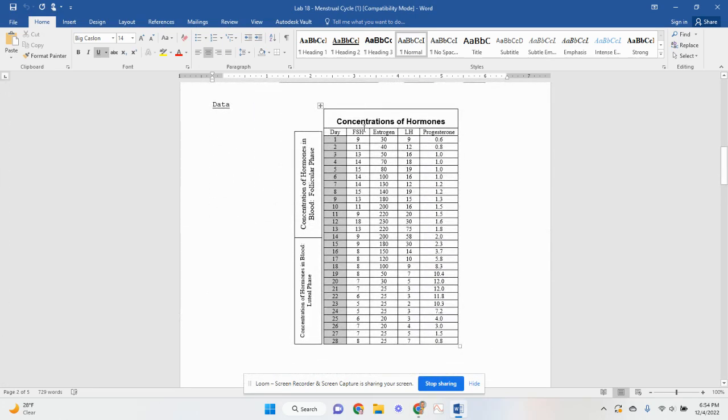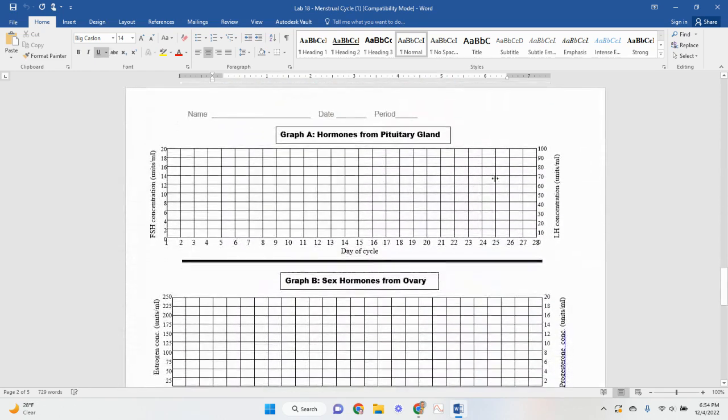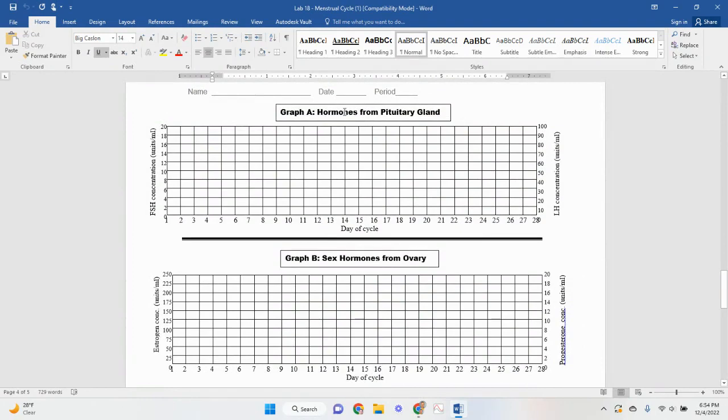So what you have here are the four hormones I just mentioned: FSH, follicle stimulating hormone; estrogen; luteinizing hormone; and progesterone. And in gray, these are the days of the cycle. And so you're going to be graphing this data, and you're going to be doing it on a set of axes that looks like this. So graph A, this one, is going to be the two hormones that are produced in the pituitary gland.